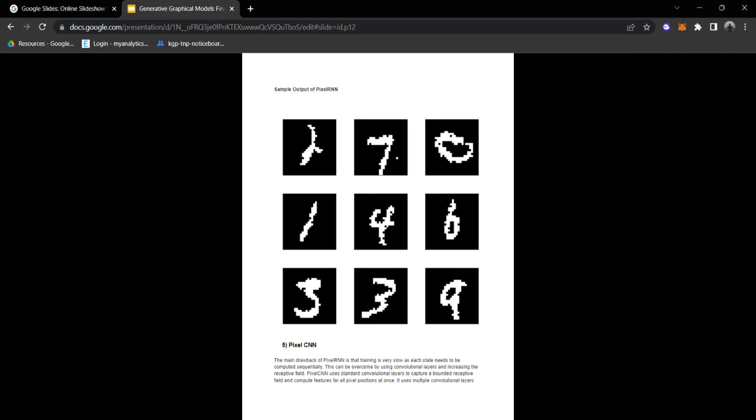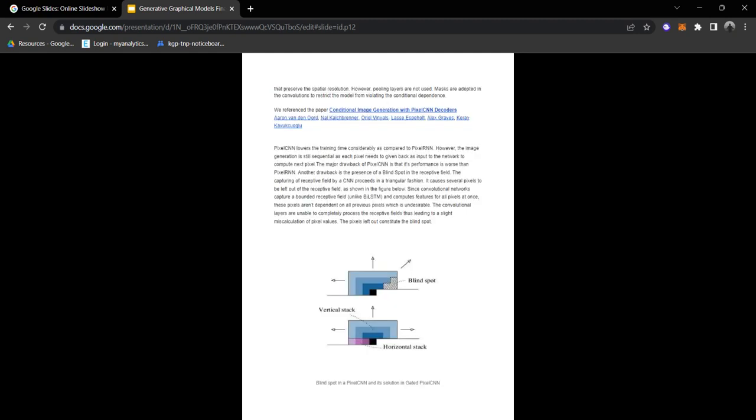Now lastly, we discuss the architecture Pixel CNN. The main drawback of Pixel RNN is that training is very slow, as each state needs to be computed sequentially. This can be overcome by using convolutional layers and increasing the receptive field. Pixel CNN uses standard convolutional layers to capture a bounded receptive field and compute features of all pixel positions at once. It uses multiple convolutional layers that preserve the spatial resolution. However, pooling layers are not used. Masks are adopted in convolution to restrict the model from violating the conditional dependence. The architecture was referenced from the paper Conditional Image Generation with PixelCNN Decoders.